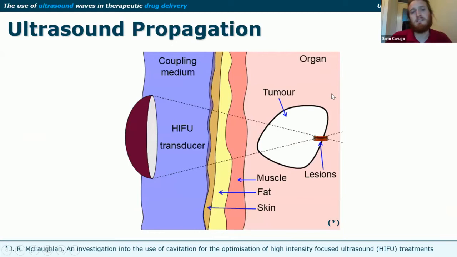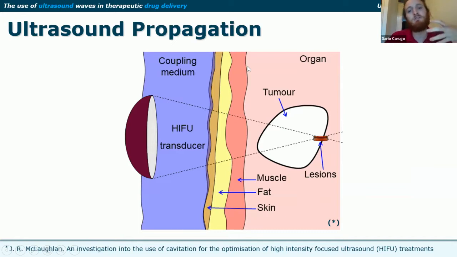So it's very important to understand how ultrasound propagates through materials of different properties, particularly when it comes to medical applications of ultrasound. And that's because, for example, if we wanted to deliver ultrasound to a target tissue deep within the body, which could be a tumor, for example, as in this image, that ultrasound wave will have to cross, for example, skin, a layer of fat, and muscle tissues.